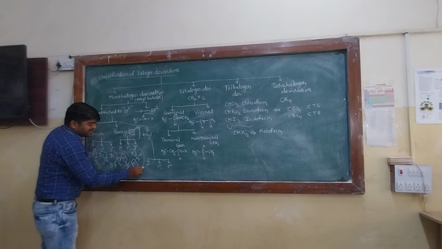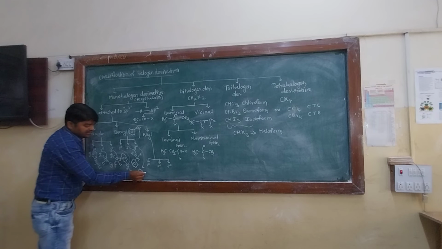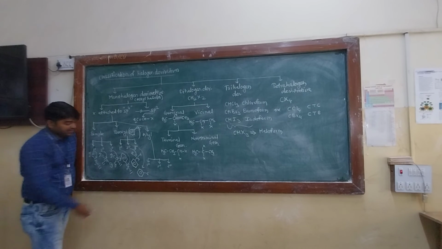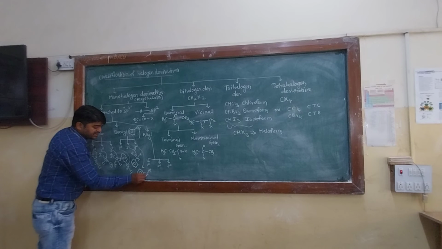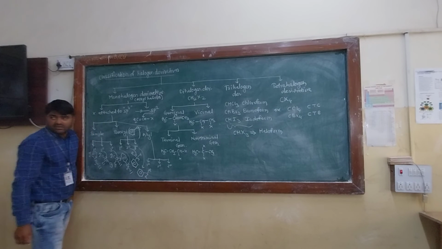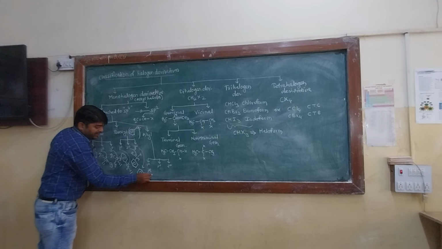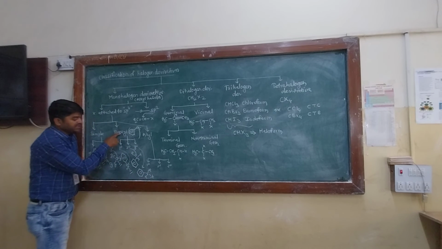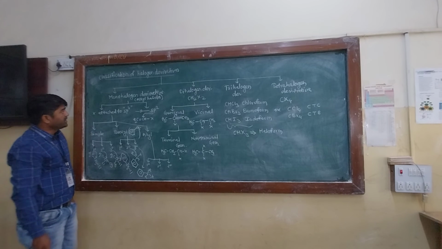Then the third example is tertiary. Benzyl means the carbon atom which is next to the aromatic ring. Now it is a tertiary. Tertiary means it is attached to three other carbon atoms, right? And here we have a halogen. So it is called a tertiary benzyl monohalogen derivative.